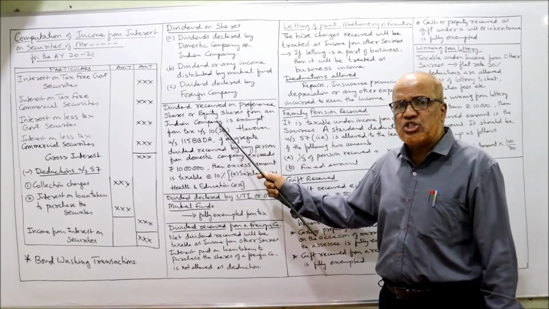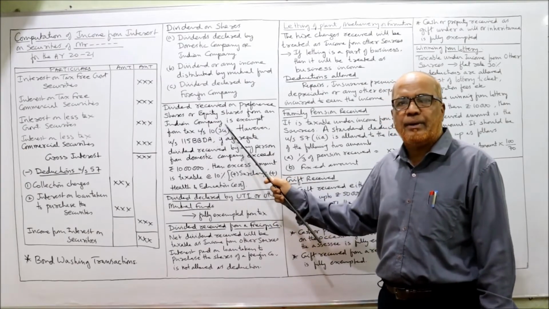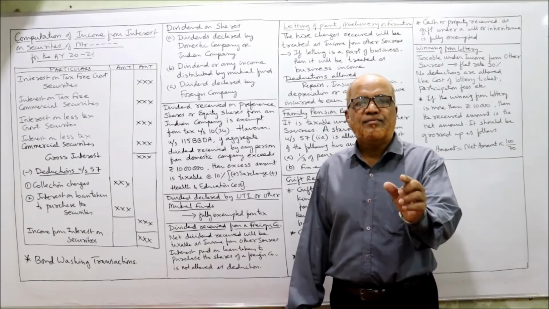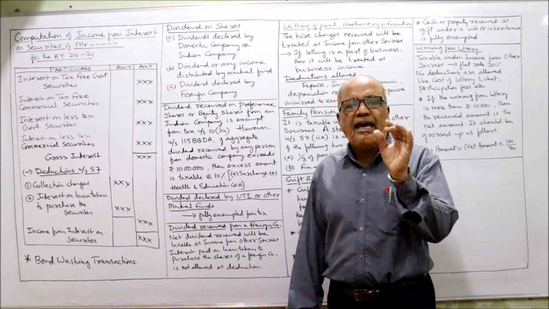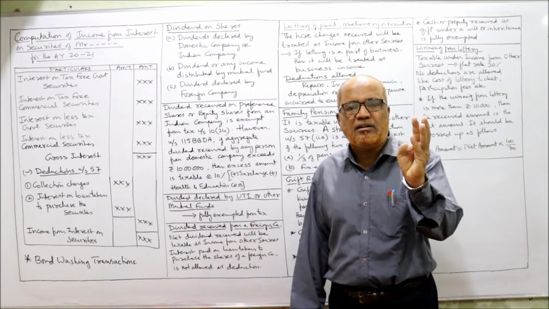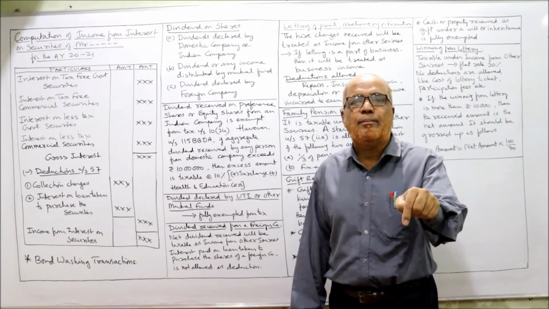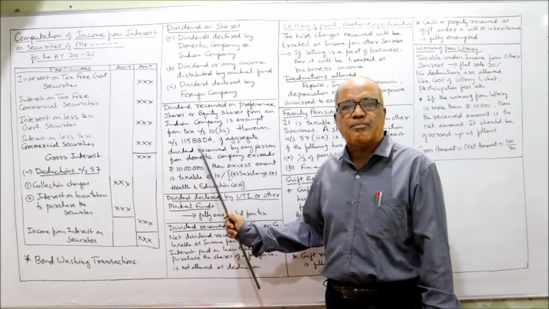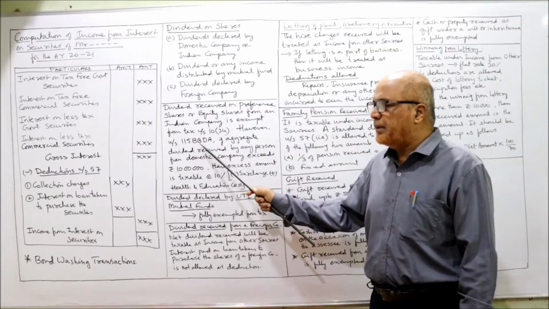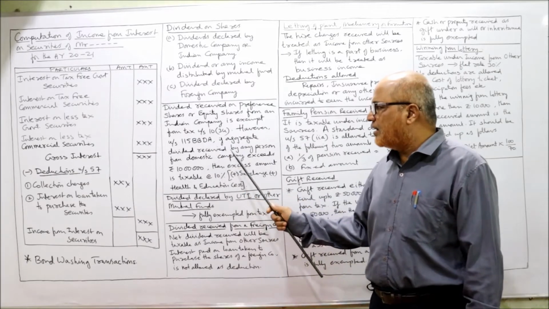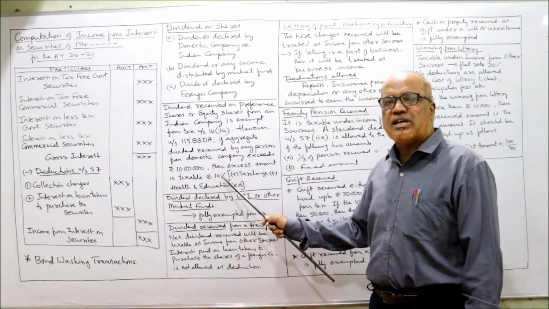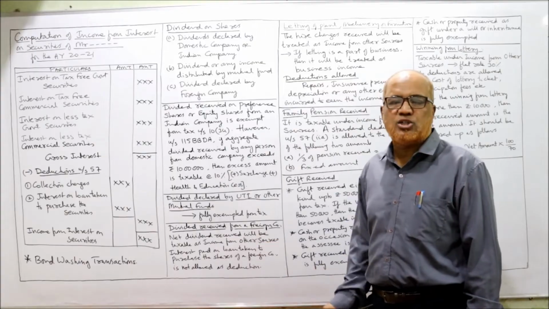Dividend received on preference shares or equity shares from an Indian company is exempt from tax under section 10(34). Specifically, the Income Tax Act provides that any dividend received, either preference dividend or equity dividend, from an Indian or domestic company is exempted under section 10(34). However, under section 115BBDA, if aggregate dividend received by a person from domestic companies exceeds 10 lakh, then the excess amount is taxable at 10% plus surcharge plus health and education cess.